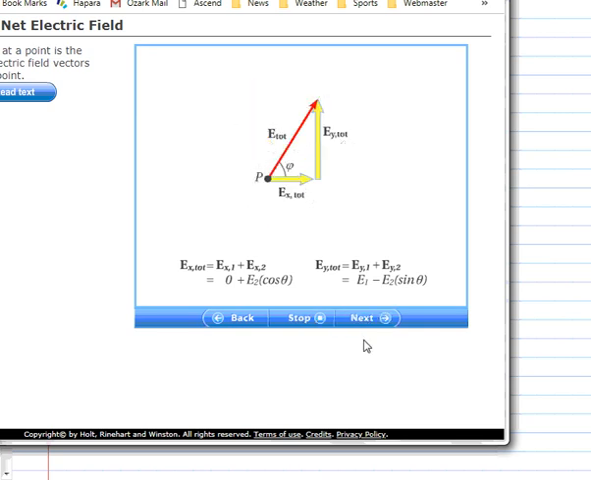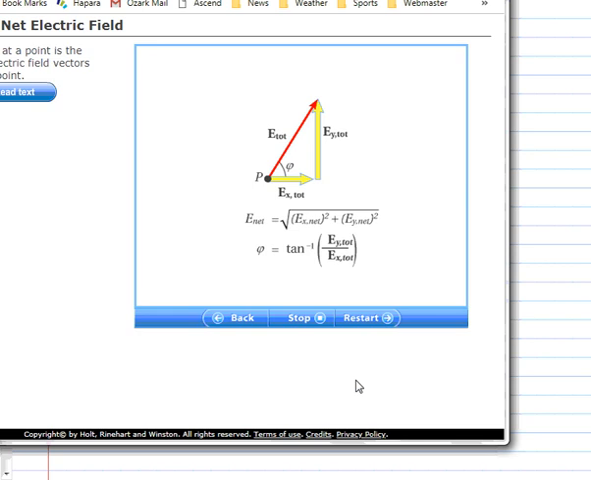These components can be added by drawing them to scale on graph paper. E-total, the magnitude of the net electric field, can be measured with a ruler. The angle phi, the direction of the net electric field, can be measured with a protractor. We will not be doing it graphically, measuring it. We will be doing it with trig to get the value. Usually, however, the Pythagorean theorem and the arctangent function are used to find the magnitude and direction of the net electric field. All right, so now we're ready to try a problem.